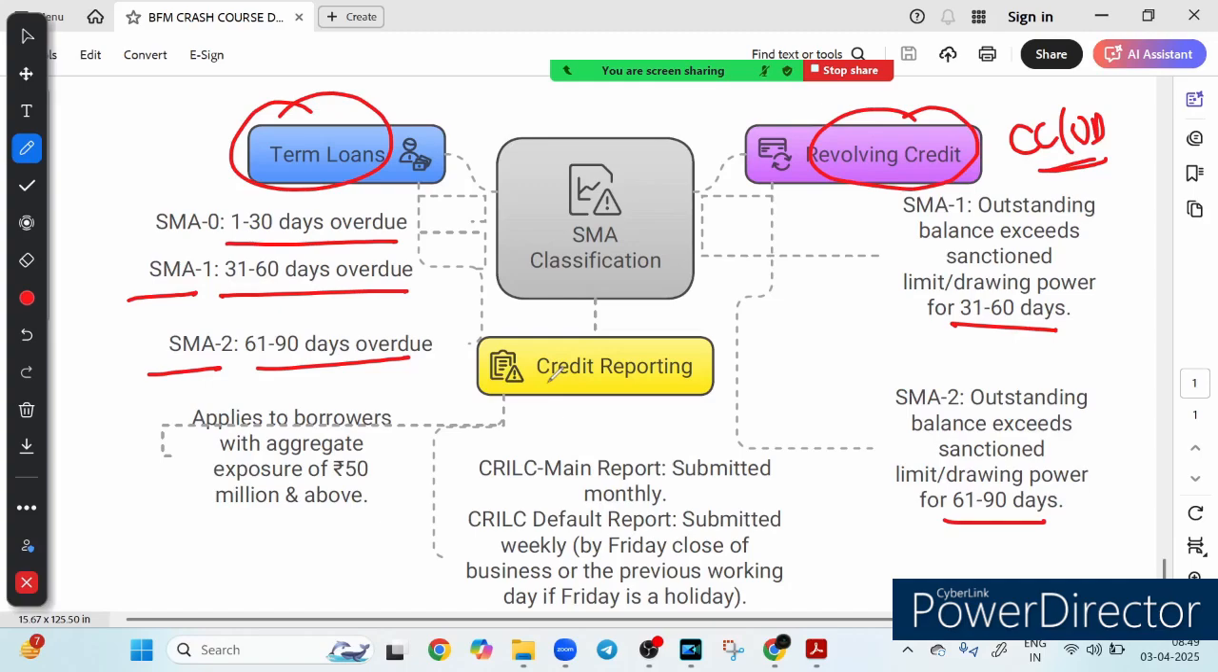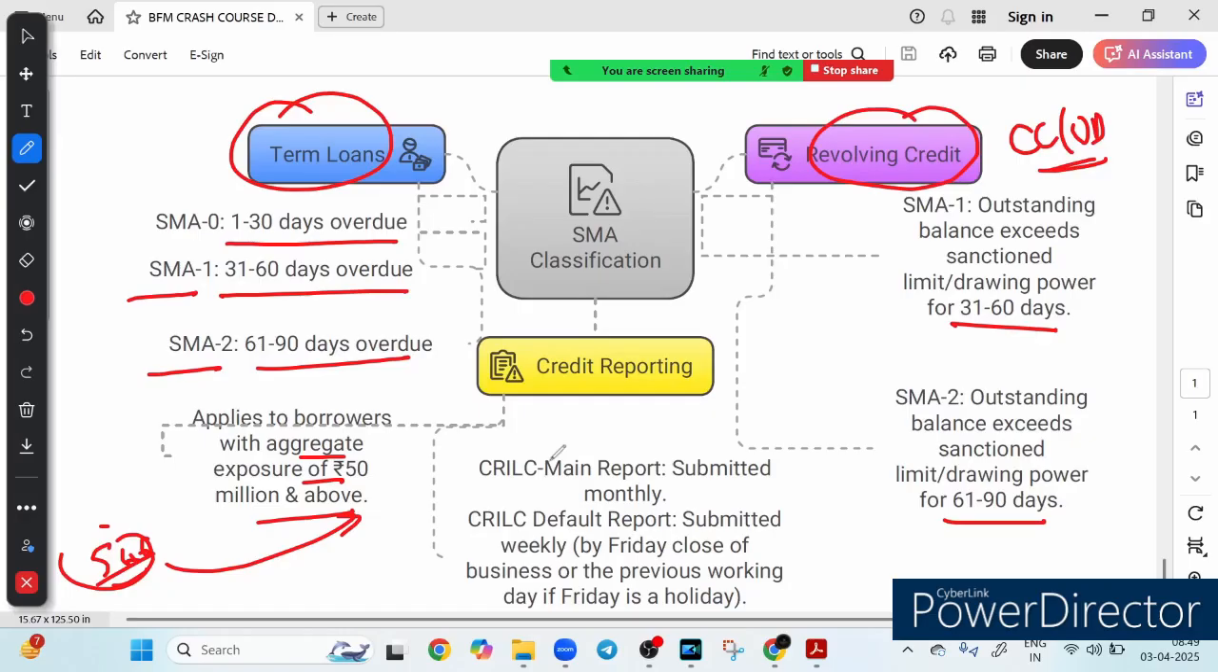And if you talk about credit reporting, what is the meaning of credit reporting? Credit reporting means the bank needs to report the account to CRILC. Which accounts? Those where the aggregate exposure is 50 million and above, meaning 5 crore and above. Those accounts, the bank has to report to CRILC.